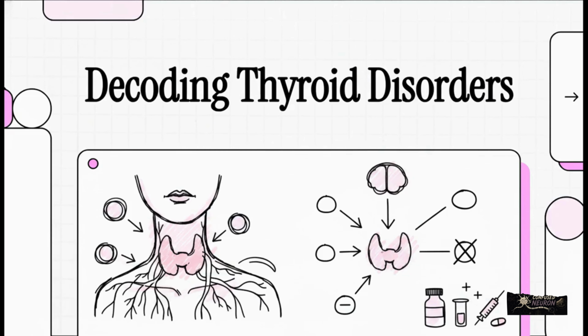All right, let's dive right into this, wonderful people of confused neuron. Today, we're decoding the complex and, yeah, sometimes incredibly frustrating world of thyroid disorders. We're going to do this using a fast-paced, high-yield whiteboard breakdown. So, imagine my marker squeaking across the board right now as we map out exactly how your body's master metabolism controller works, and more importantly, how we fix it when it breaks.